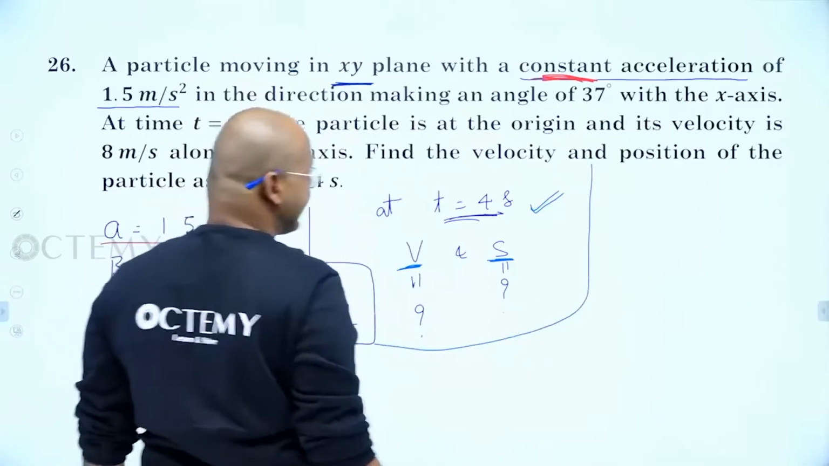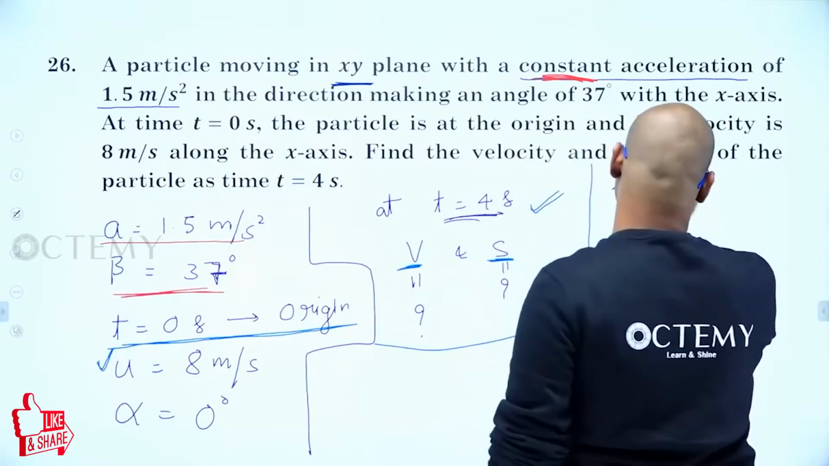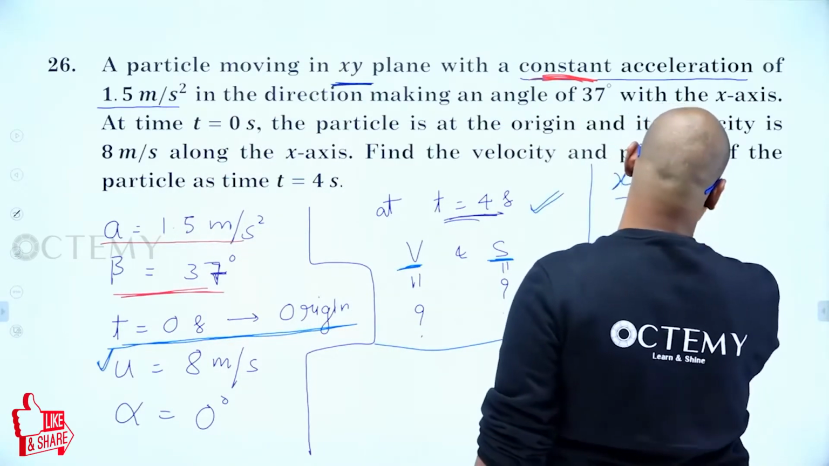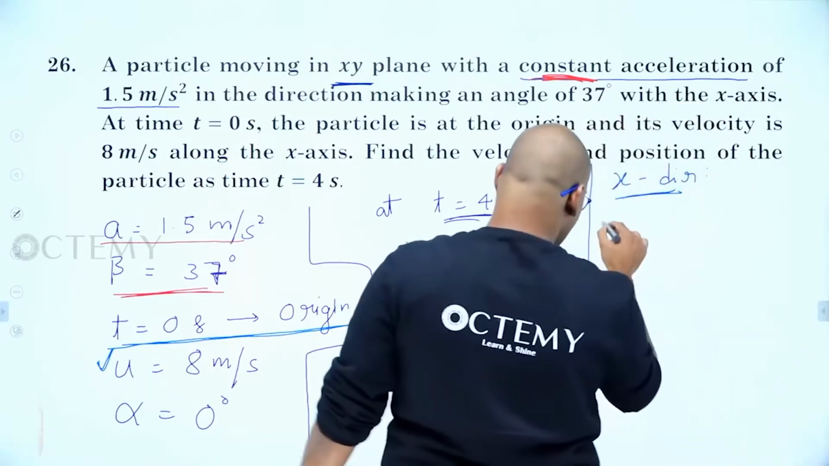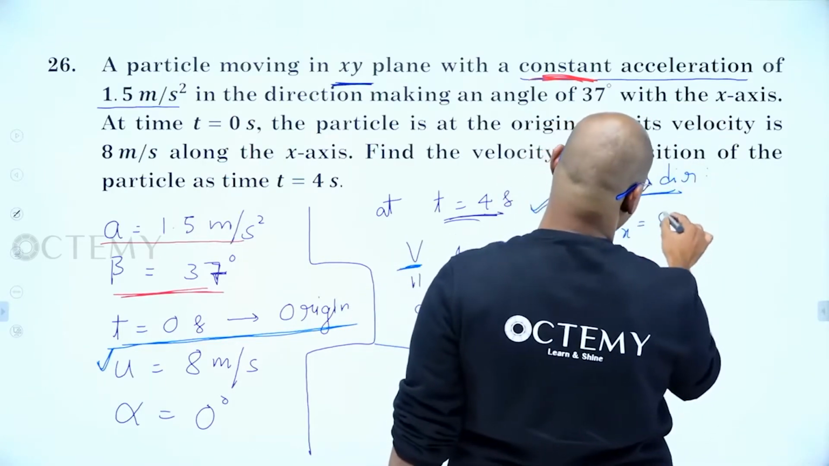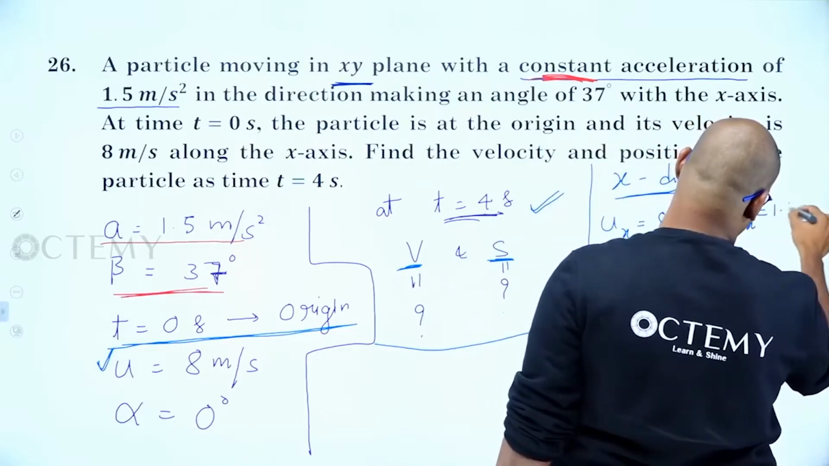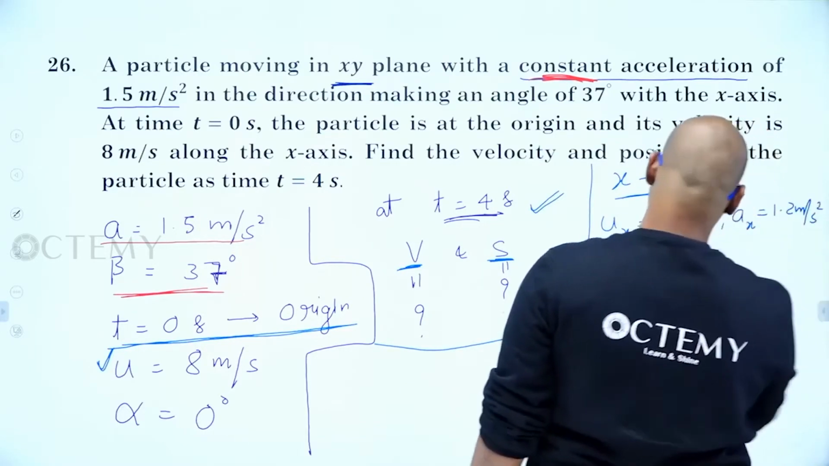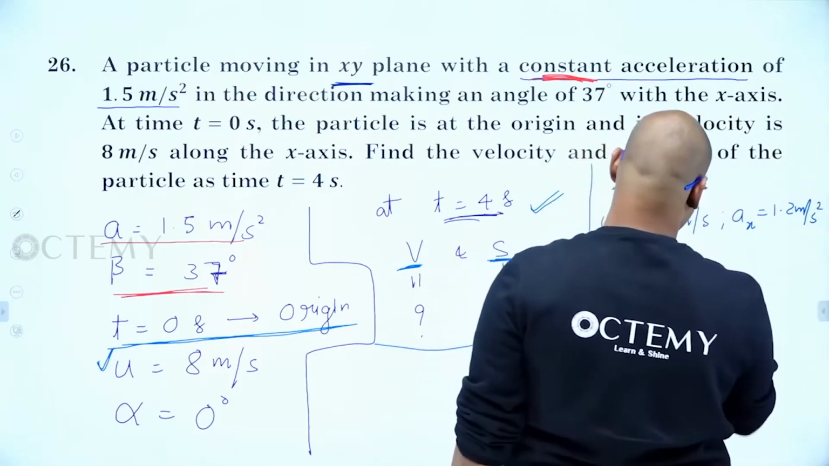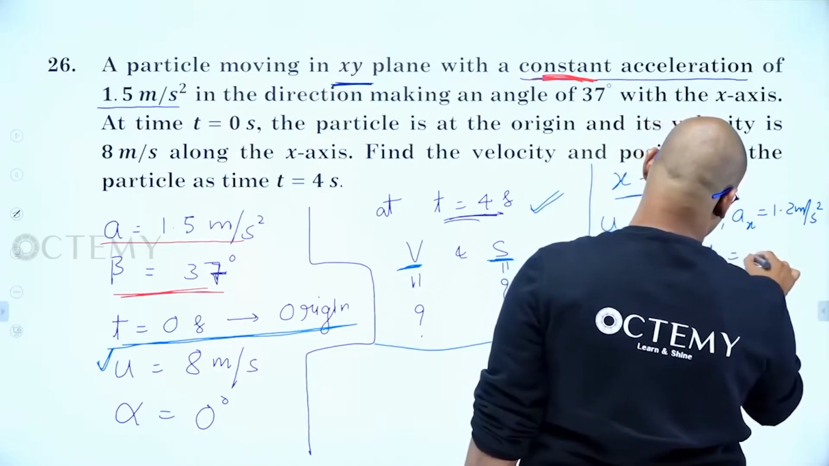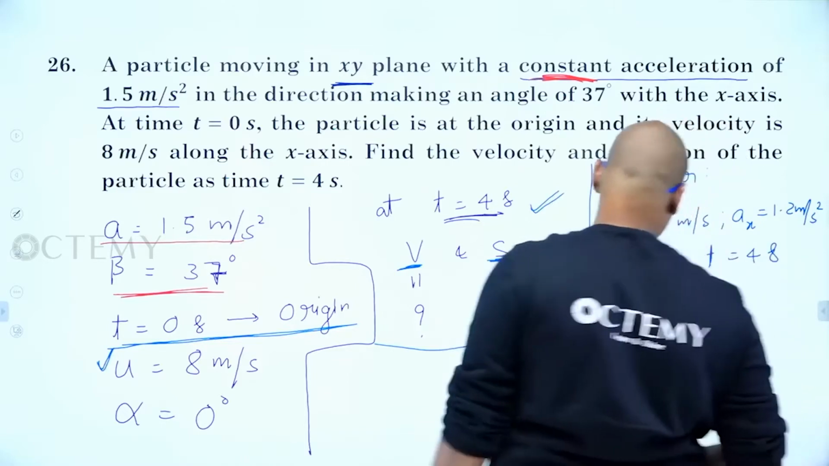Now, first, in x direction, we'll start with x direction. What is the data we have in x direction? Initial velocity in x direction, ux, is equal to 8 meter per second. Acceleration in x direction, ax, is nothing but 1.2 meter per second square, and initially it is at origin. After time t equal to 4 seconds, he is asking velocity and displacement.